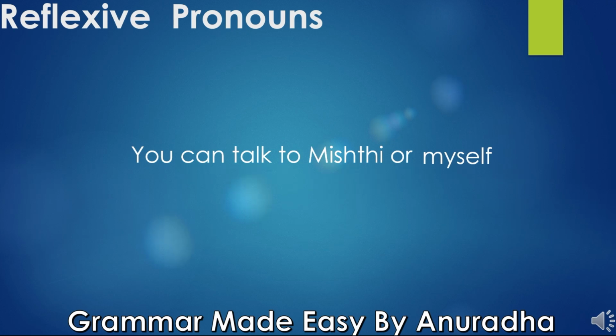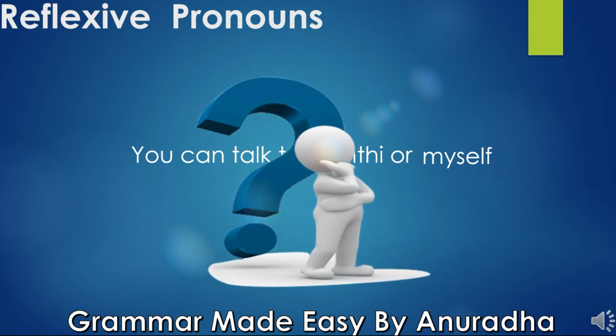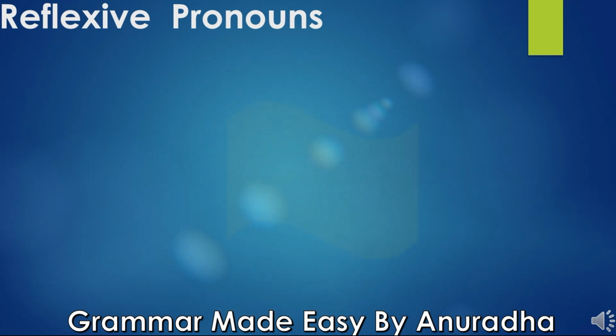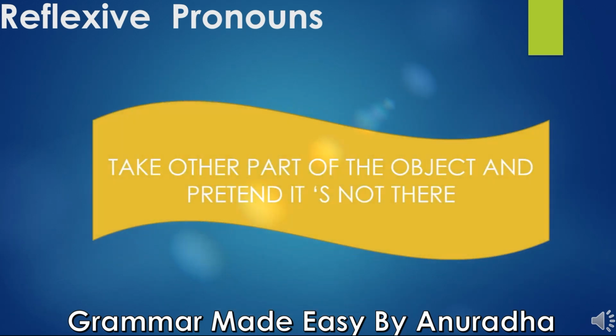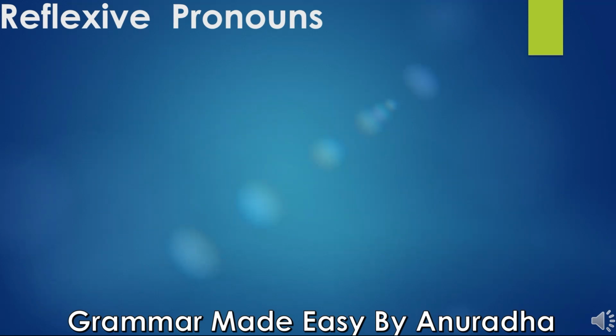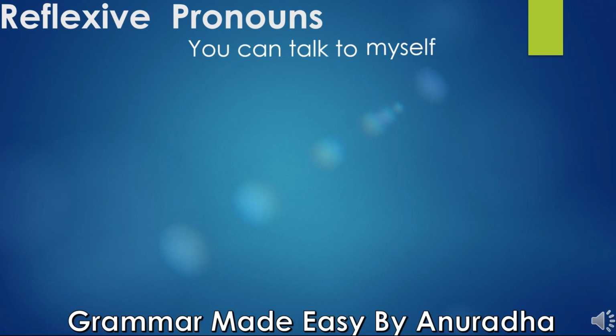So there's a little test that you can do, and I often share it with my students also. If you're unsure of whether it should be Mishti or myself or Mishti or me, then it's better to take out the other part of the object just for a little bit and pretend that it's not there. In this case, let's take Mishti out of the sentence. Now the new sentence will be, you can talk to myself or you can talk to me.